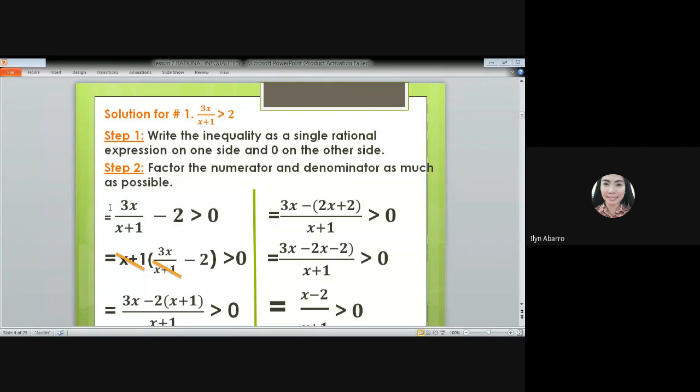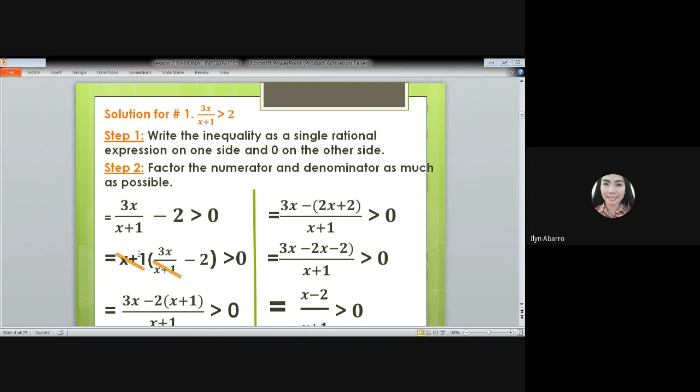So in here, we have two rational expressions, or this is a binomial, so we have to make it a monomial. We're going to subtract 3x over x plus 1 with 2. How to do that? First, we're going to get the LCD. When we are talking about the LCD, or the least common denominator, we look at the denominator. As you can see, the denominator here is just one, only x plus 1 is here. So this is already our LCD, x plus 1.